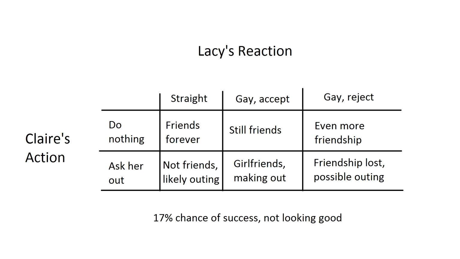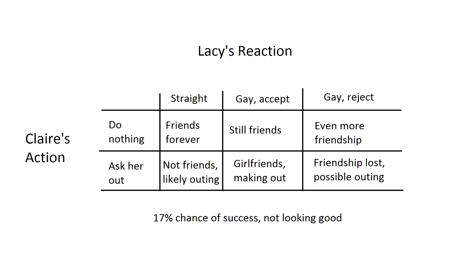But the problem that Claire expressed to me was that she wanted to be more than friends, and she was willing to risk the friendship to get a date or to get this going on. So when you look at the asking out tree, this gets more complicated. If she asks her out and she's straight, not friends, probably going to get outed. If she asks her out, and Lacey's gay and accepts, you're now girlfriends, you're making out, you got some lesbian stuff, you put it on TV, whatever. And obviously if she's gay and she's just not interested, then Claire can lose the friendship, and depending on if it's public or not, or just depending on the situation, she can be outed again.